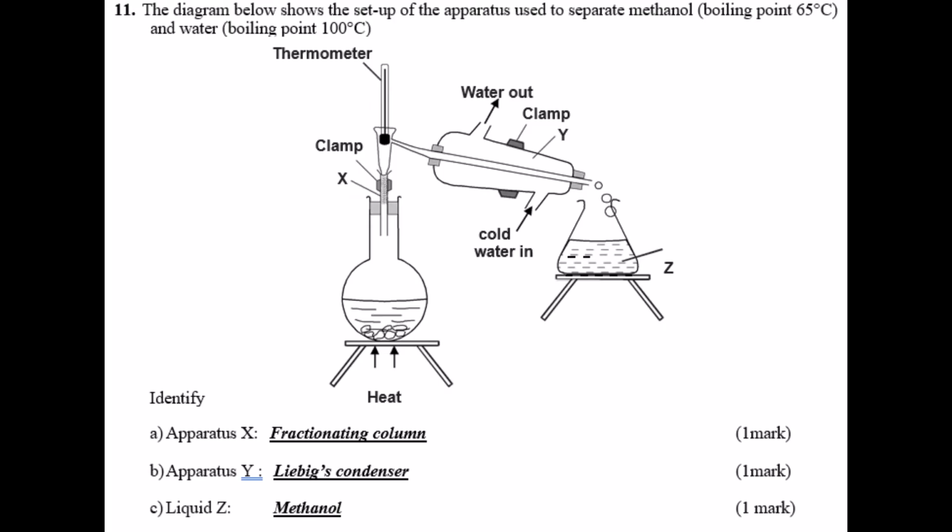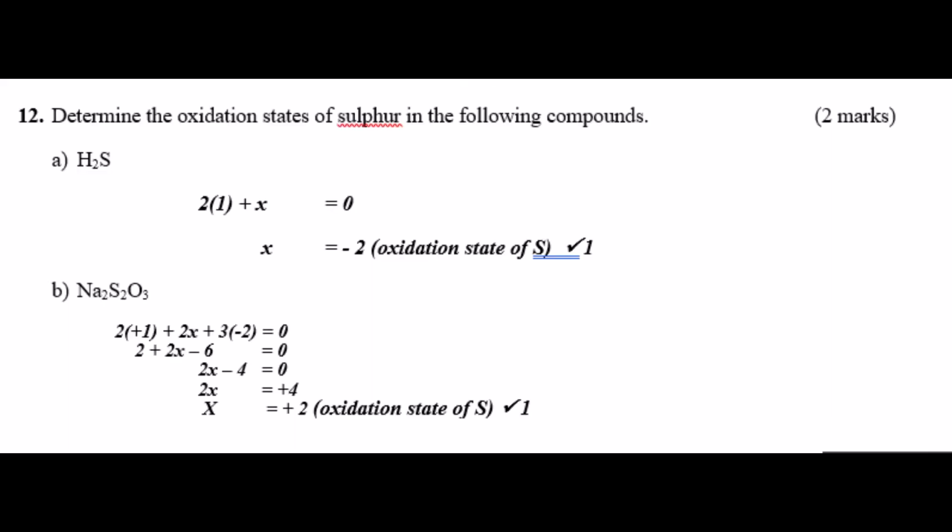That's question number 10. Question number 11, for that matter, it is the fractional distillation, the operator X, that is a fractionating column. Then the operator Y, it is the condenser or the Liebig's condenser. The liquid Z, that is methanol. Considering that there's still some amount in the flask, that's the round bottomed flask, that must be the first distillate to come out. Methanol with a boiling point of 65.